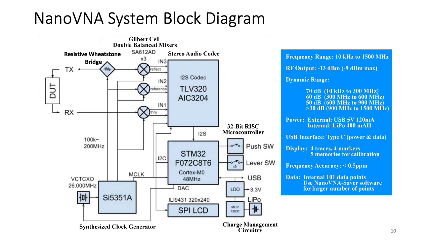The SI5351A generates a square wave output, so there's a lot of harmonic content, and in fact the NanoVNA H uses that harmonic content to allow computations at higher RF frequencies.